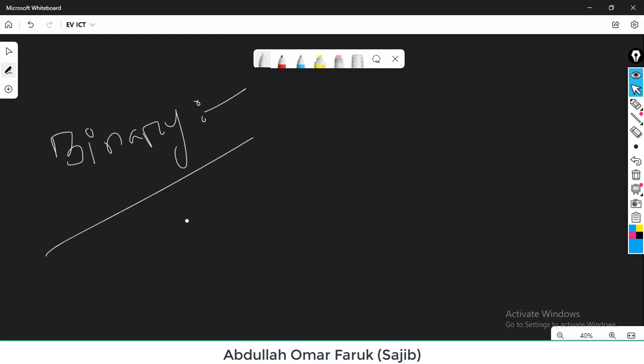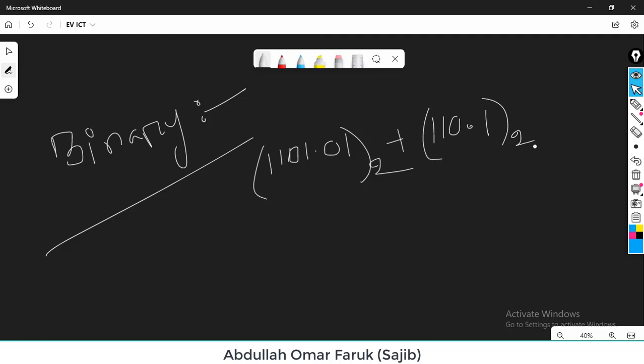Suppose you are asked in the exam hall to add the numbers 101.01 plus 110.1. There are two numbers which are in binary number system. How do you understand that? By seeing their subscript. After the bracket there is a subscript 2, which means this is in binary number system.